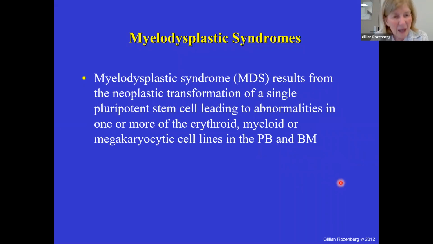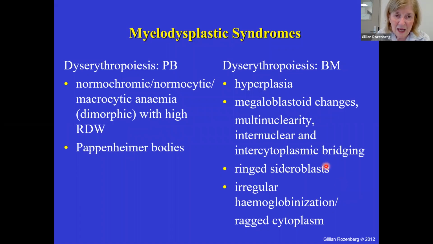So myelodysplastic syndrome results from the neoplastic transformation of a single pluripotent stem cell, leading to abnormalities in one or more of the erythroid, myeloid, or megakaryocytic cell lines in the peripheral blood and the bone marrow. So we'll now go through and discuss the changes that occur in all three cell lines.